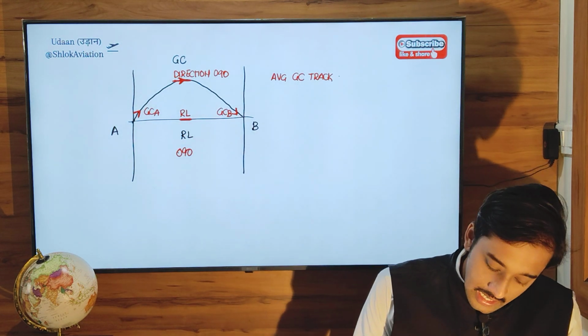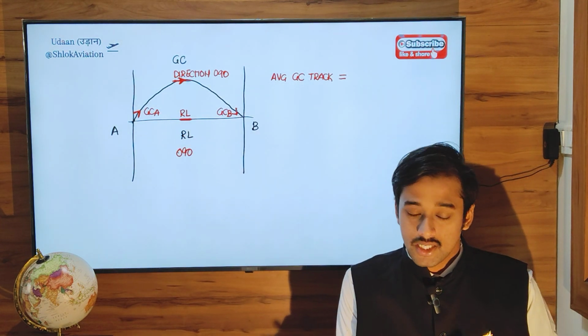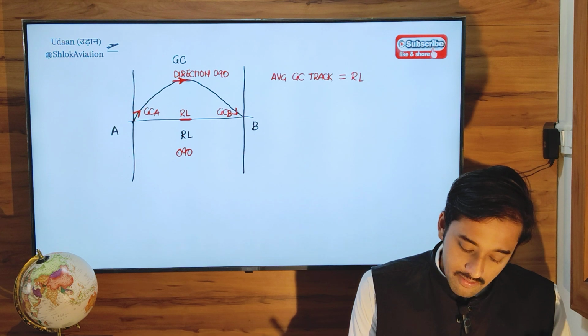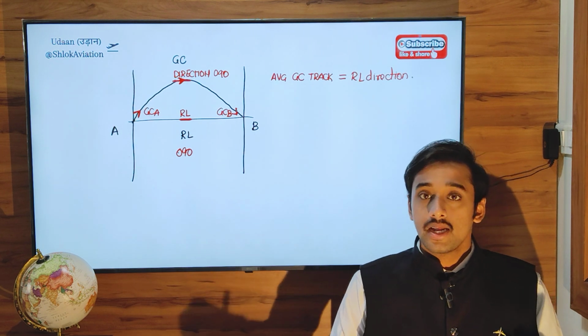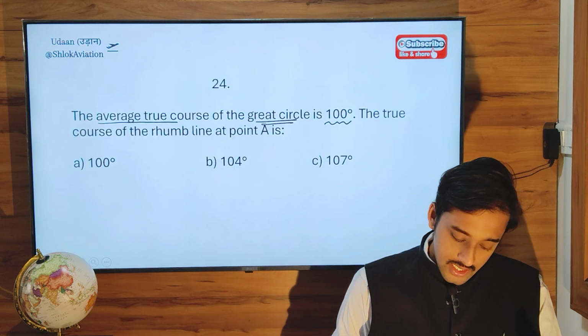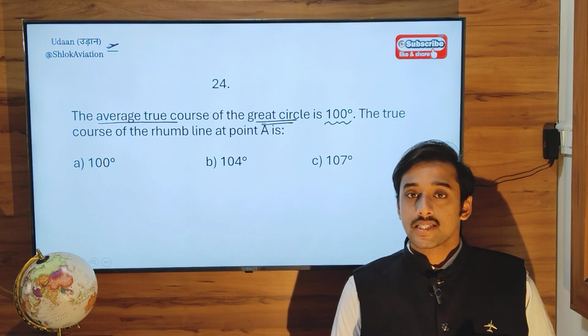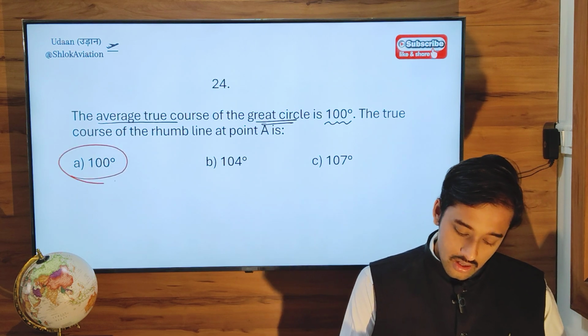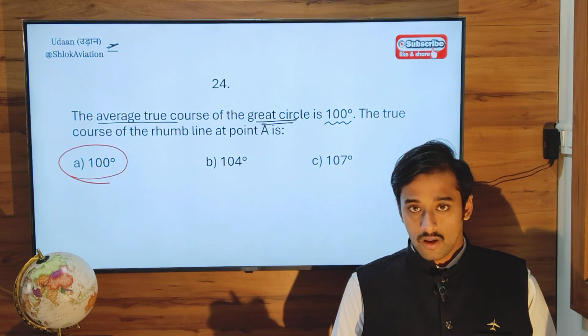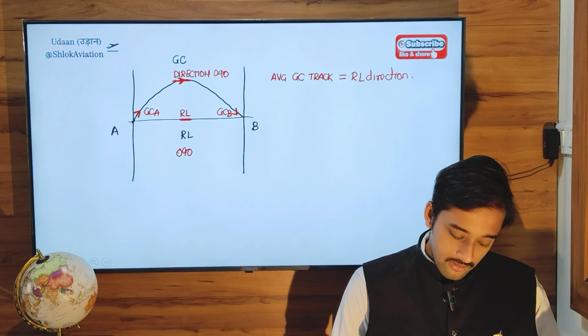Therefore, when they talk about the average great circle track, they are indirectly telling us about the Rhumb line direction. So the correct answer here: the average true course of the great circle is 100, so that means the Rhumb line direction will also be 100. Okay. Let's go to question 25.